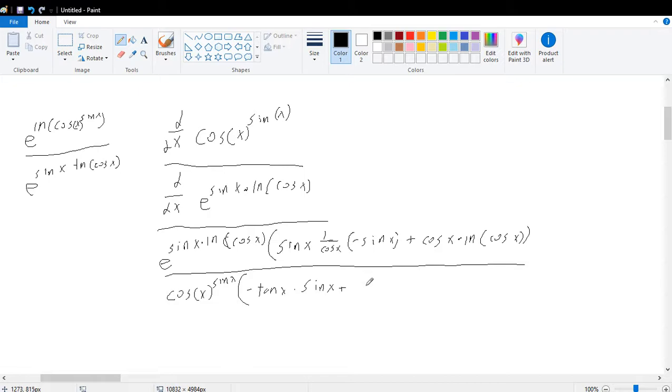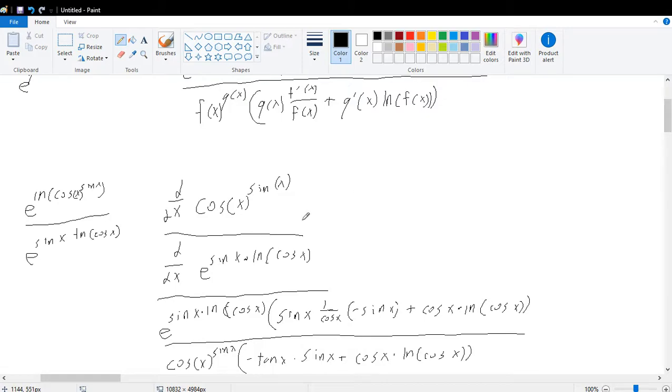plus cosine of x times natural log cosine of x. So that's the simplest one. And if we look, it does match what it would have been if we just went one for one, reversed g of x and f prime of x over f of x here. Otherwise it is exactly the same.